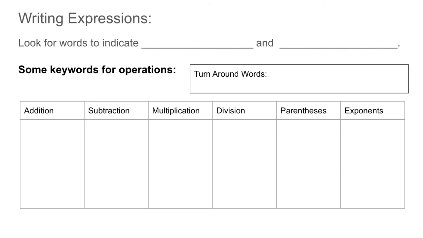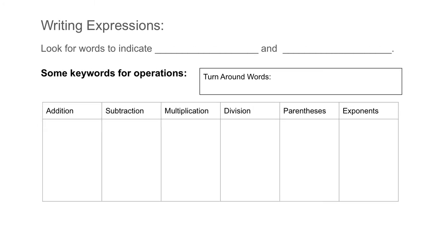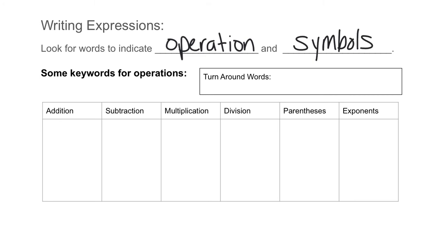So the last thing we need to do is be able to write expressions from verbal descriptions. And so I've made this slide so that we can include some words that are common for all of these different operations. Because the hardest part of this is to figure out what all these different words mean. So when you're having to write an expression, you want to look for words that indicate what operation to do and what symbols to use.